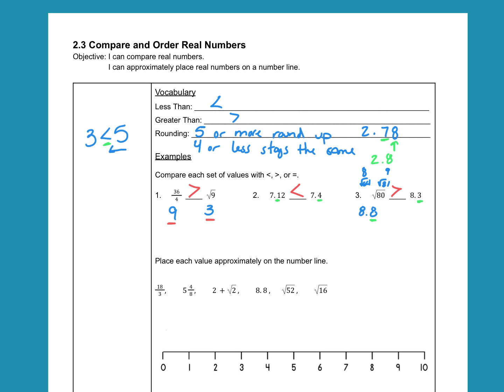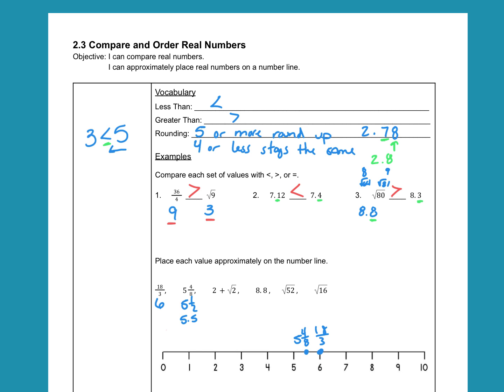Okay, so 18 thirds. Well, 18 divided by 3 happens to be exactly 6. So 18 thirds would be exactly on the 6. 5 and 4/8. So if I reduce that down, that's 5.5. I could turn it into a decimal also. That's 5.5. Remember, we do decimals by dividing 1 divided by 2 or 4 divided by 8. It gives us 0.5. So 5.5, well, that's halfway between 5 and 6. So around here, that would be the 5 and 4/8. Halfway between 5 and 6 is 5.5.